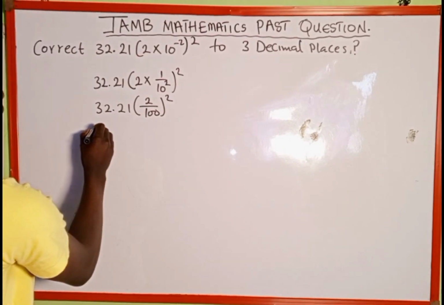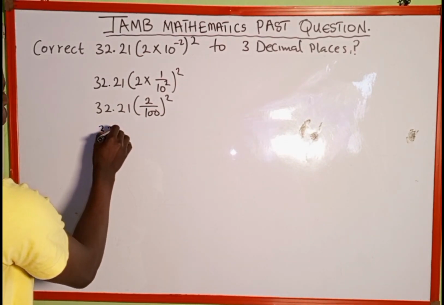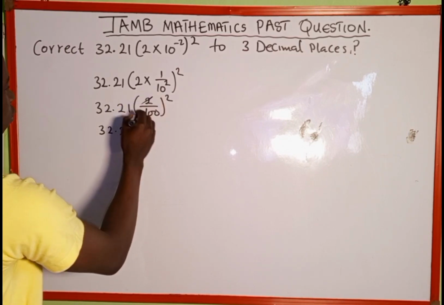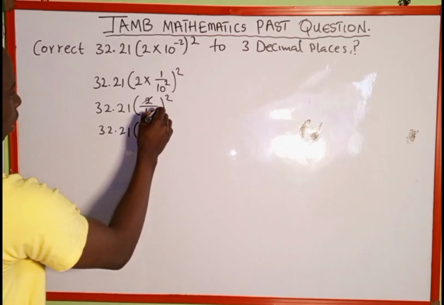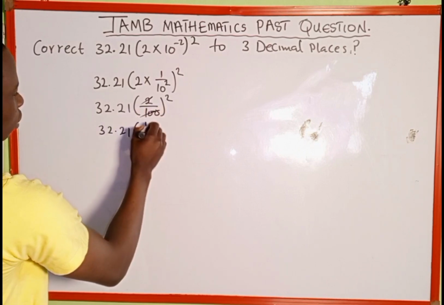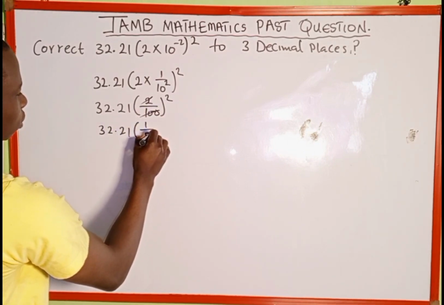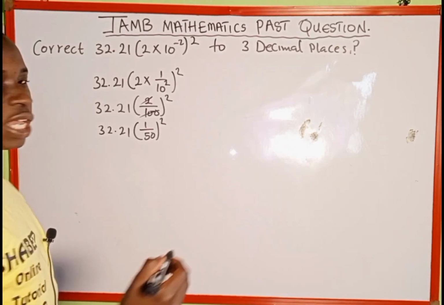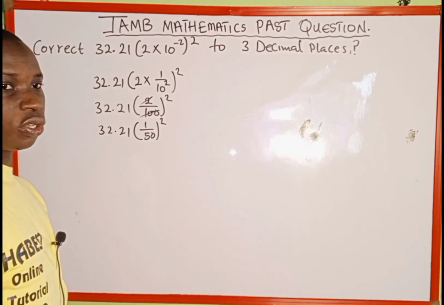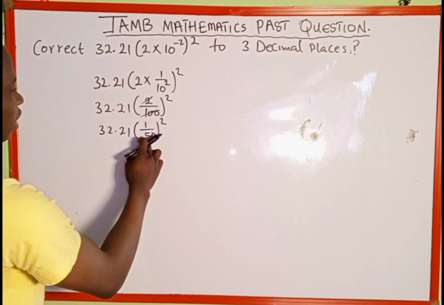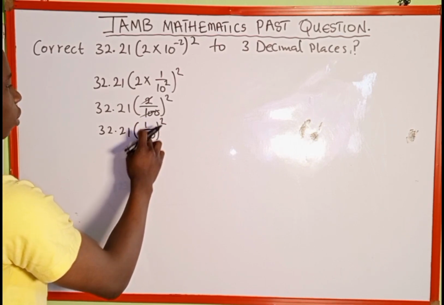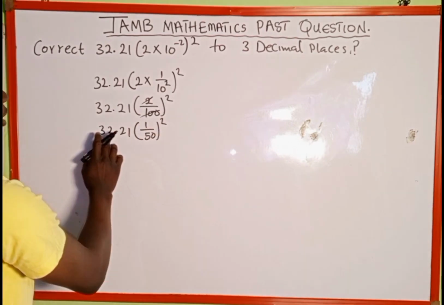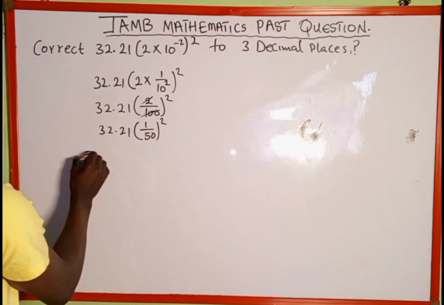So this is going to be the same as 32.21 into the bracket of 1 over 2 into 100, which gives us 50. So everything raised to the power of 2. And remember, in JAMB examination, calculator is allowed, it's on your desktop. So you can press 1 divided by 50, then equal to, raised to the power of 2. Then any answer you get, multiply it by 32.21.